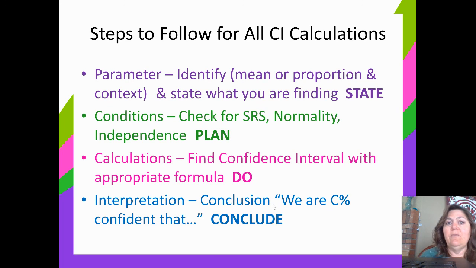Your do is then do the appropriate formula. So you have to know whether it is x-bar plus or minus z-star times sigma over square root of n, or x-bar plus or minus t-star times s over the square root of n if you don't know sigma, or if it's proportions, the one we just did, p-hat plus or minus z-star times the SE formula, that square root of p-hat times 1 minus p-hat over n. Then finally, a conclusion where you interpret your results, making sure that you are saying we are C% confident. And I should have noted here, remember context in your conclusion.